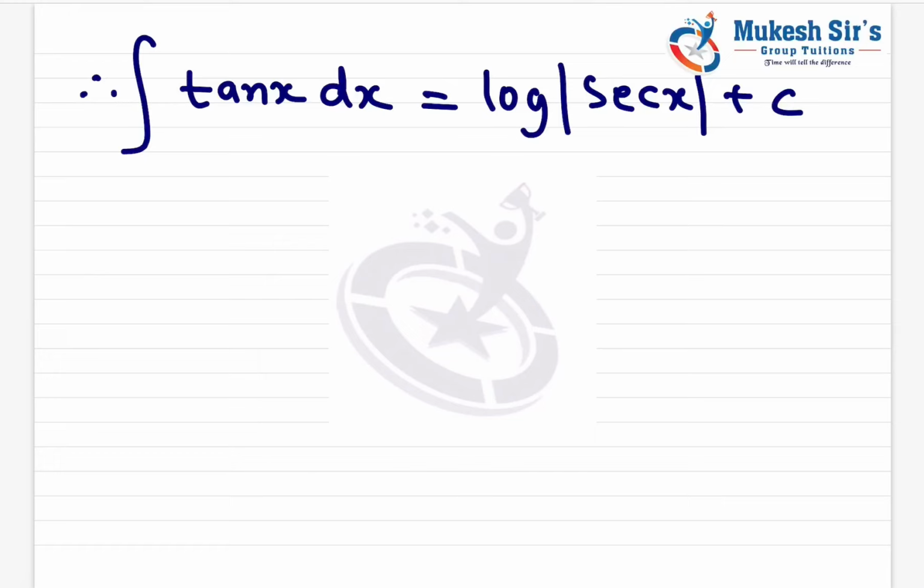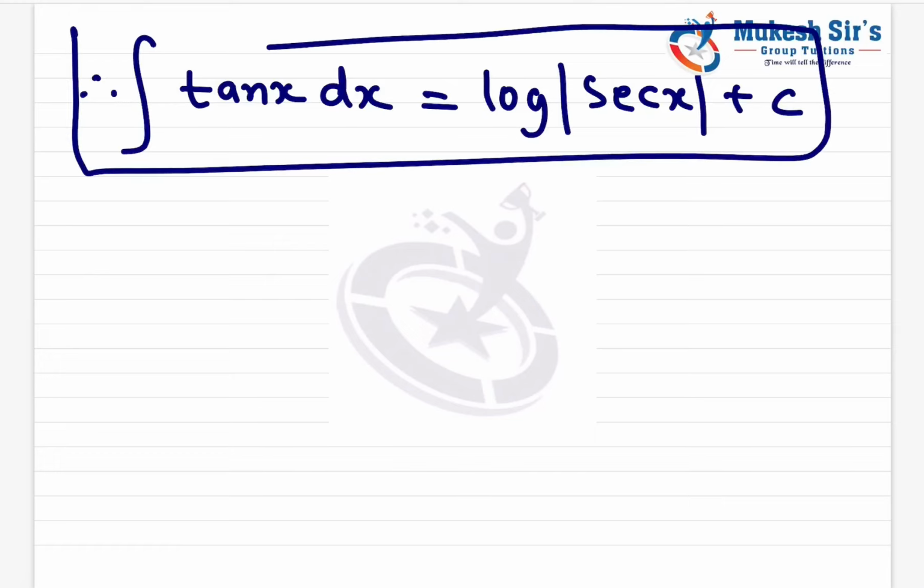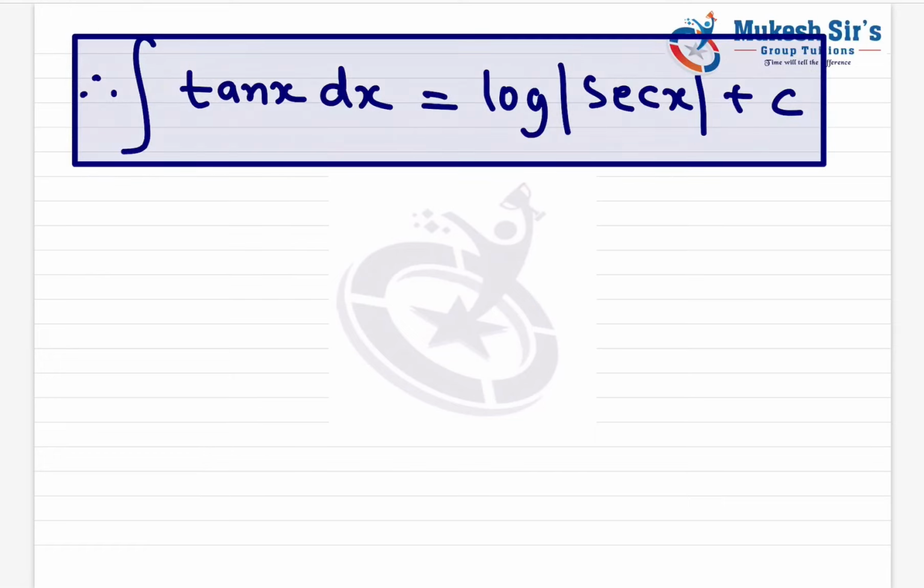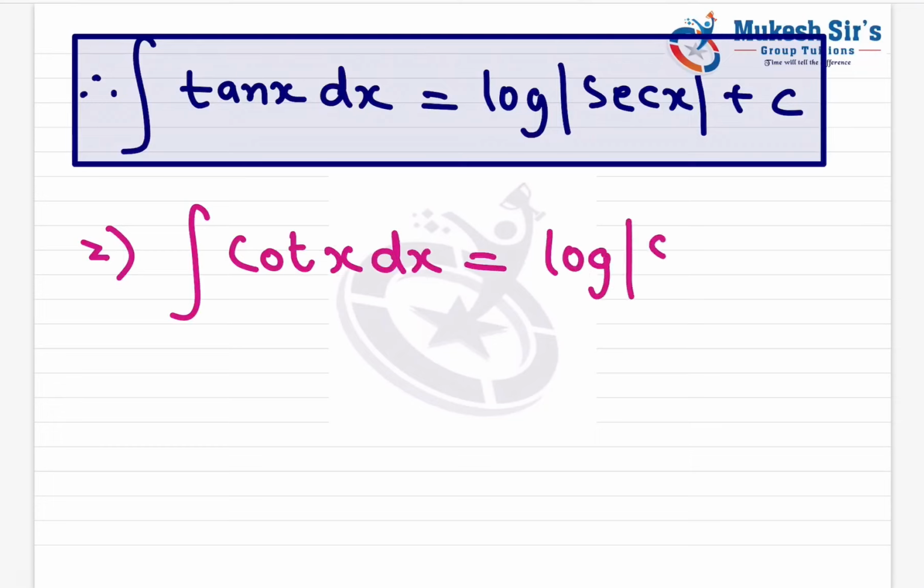So remember, integration of tan x dx is equal to log of mod of sec x plus c. The second formula is integration of cot x dx. Cot ka integration is log of mod of sin x plus c. You can prove it similarly.